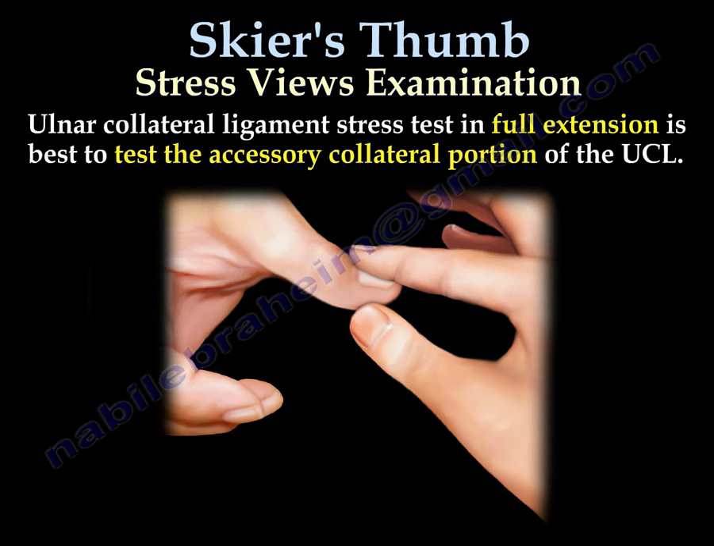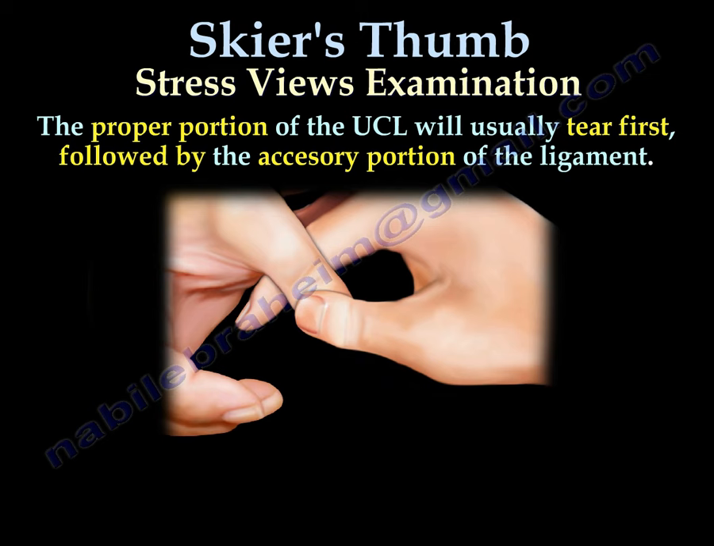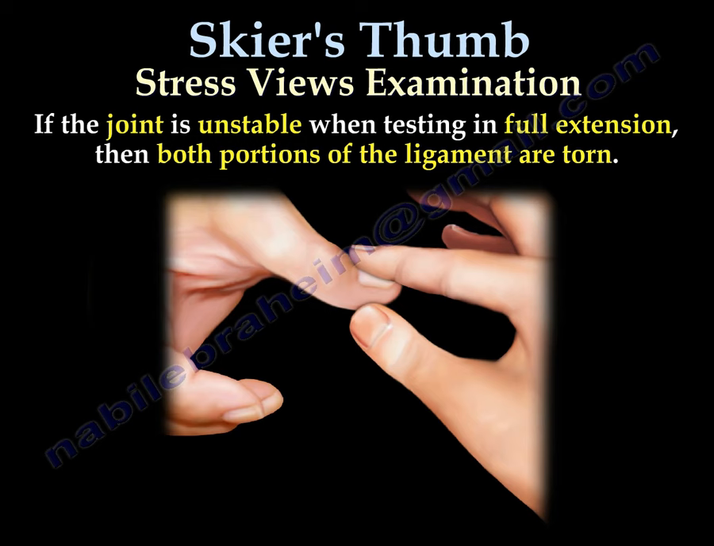The ulnar collateral ligament stress test in full extension is the best to test the accessory collateral portion of the ligament. In flexion, the proper portion of the ligament is tested. The proper portion of the ligament will usually fail first, followed by the accessory portion. If the joint is unstable when testing in full extension, then both portions of the ligament are torn.